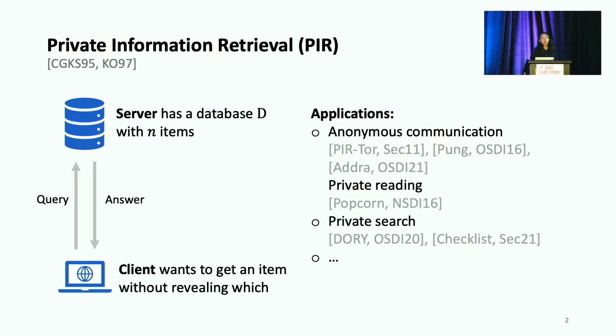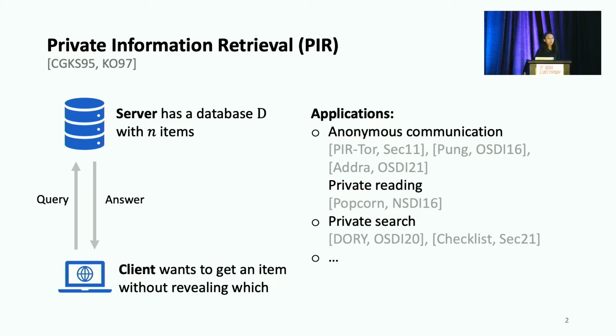For example, in anonymous communication, my friends and I can fetch messages from a server using PIR to hide our communication linkage. You can also use PIR for private search, which allows you to search for your interested document containing a target keyword while hiding the keyword from the server.